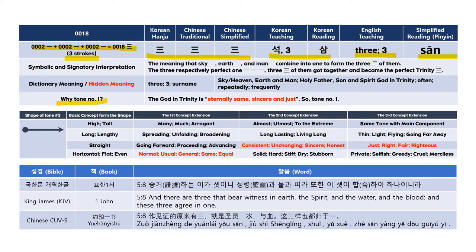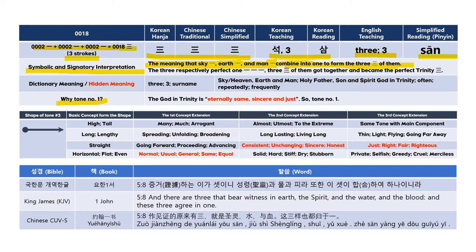tone number one. The symbolic interpretation of this character is that sky, earth, and man combine into one to form the three of them. Okay, you have learned this character among the Chinese, meaning sky, earth, and man, the second character meaning earth, but Chinese in is circulating and representing and communicating among them and each other. So this character E, meaning the sky, earth, and man as well. So combine into one to form the three of them.